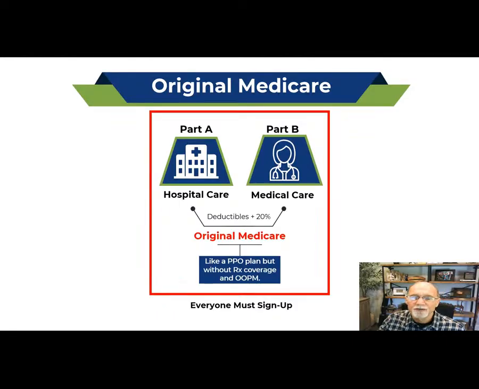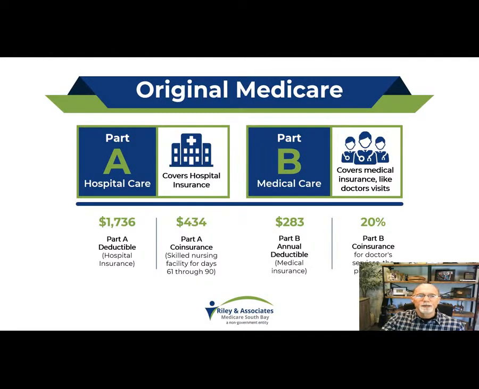Okay, so let's look at Part A and B, also known as original Medicare. There are some out-of-pocket costs here that you'll need to cover, and you've got 2 different options, which we'll talk about shortly. Okay, so here are your out-of-pocket costs.